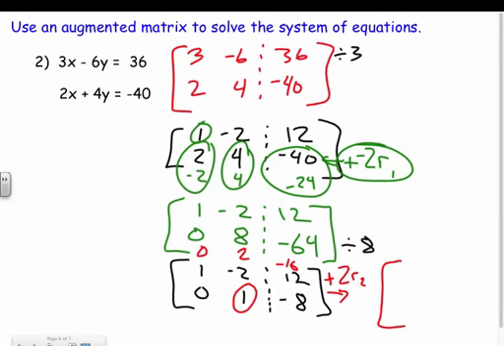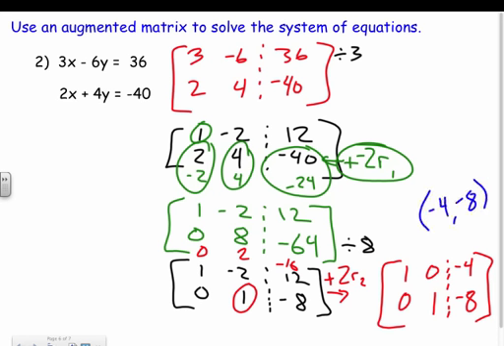So I have 0 plus 1 is 1. 2 plus negative 2 is 0, which we're trying to do. Negative 16 plus 12 is negative 4. Then I still have the second row the exact same. I didn't do anything to it. So I just solved my system. x equals negative 4, y equals negative 8.